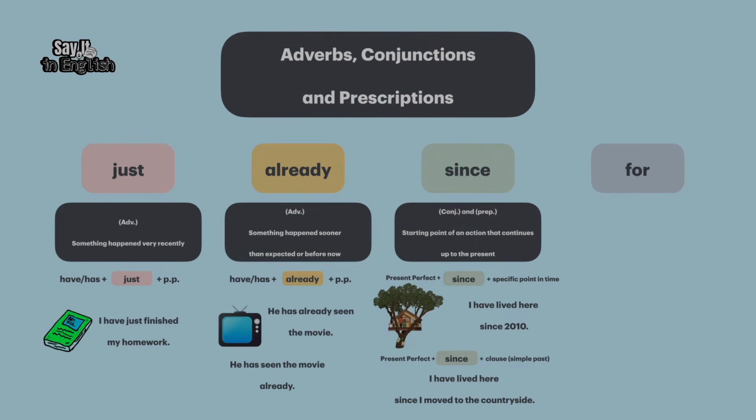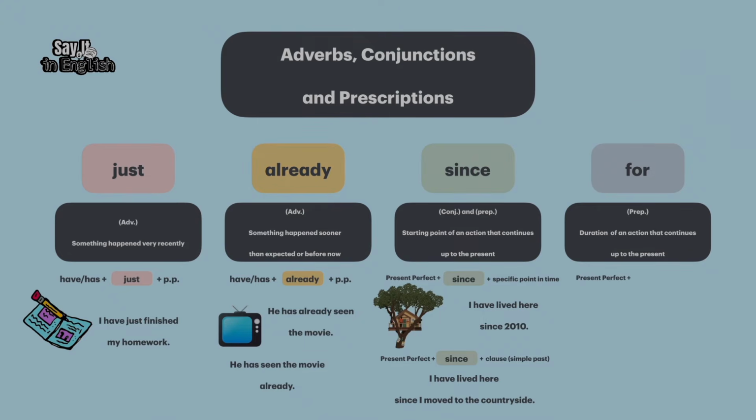For is a preposition. It indicates the duration of an action that continues up to the present. It's placed after the present perfect sentence. For example, I have had this car for 10 years.